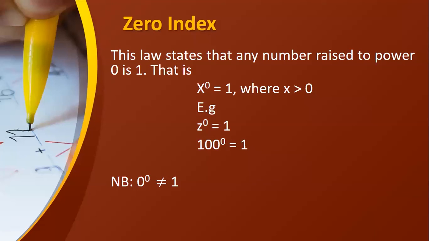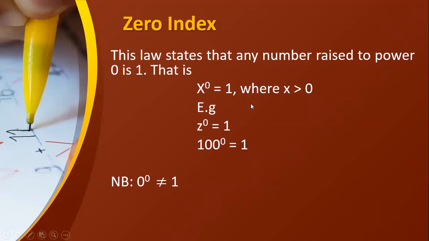Zero index. This law states that any number raised by 0 is 1. That is, x raised by 0 is 1, as long as x is greater than 0. For an instance, if your x is 5, meaning you have 5 raised by 0, that will give you 1. 100 raised by 0 will give you 1, as long as the value of x is greater than 0.